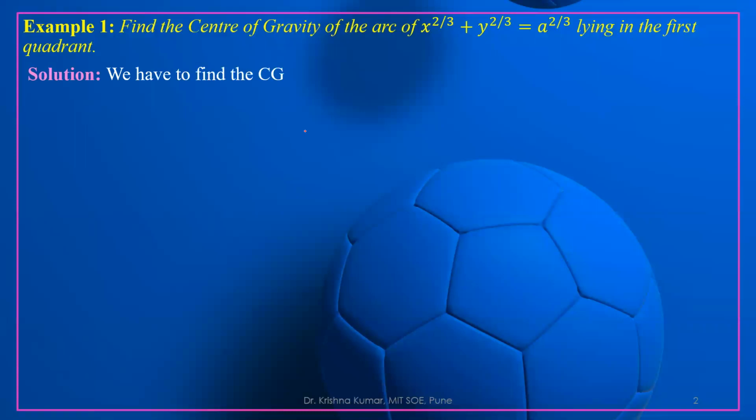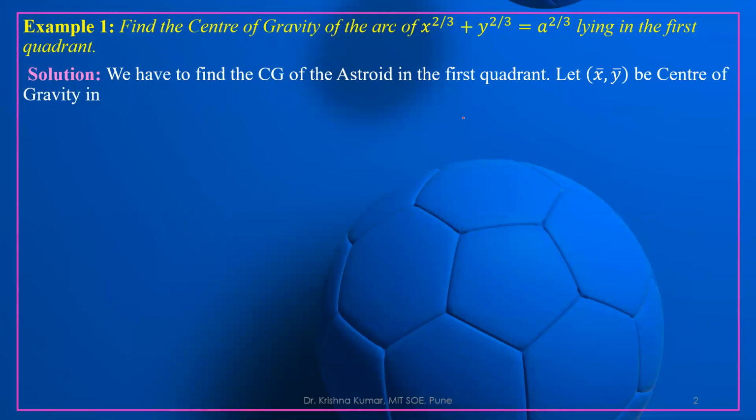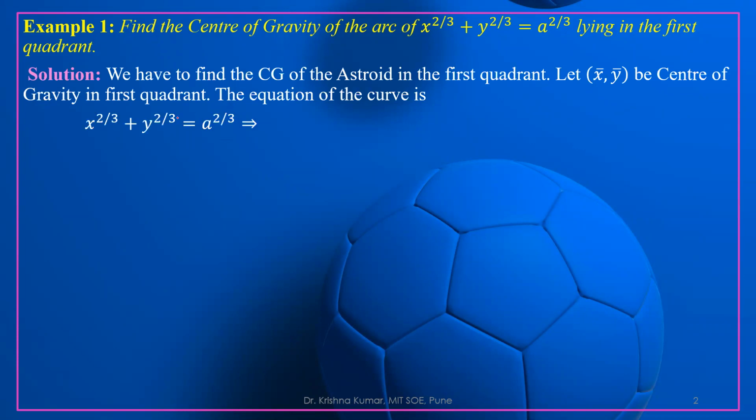So we have to find the CG of the asteroid in the first quadrant. Let x bar, y bar be the center of gravity in the first quadrant of the asteroid. The equation of the asteroid is x to the power 2/3 plus y to the power 2/3 is equal to a to the power 2/3.